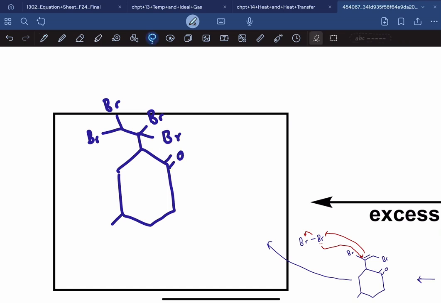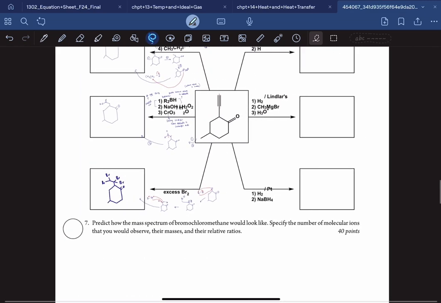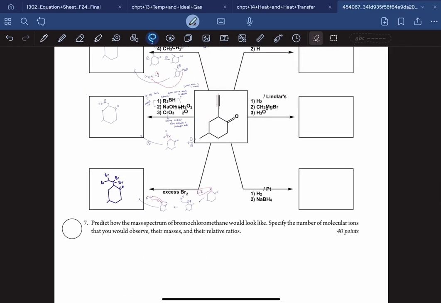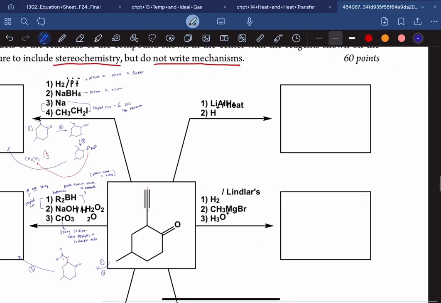So you want to always stay in the box like that. And that'll be it for that question. Okay, so that's the left side done. We can move on to the right side now. So we'll start at the top here.